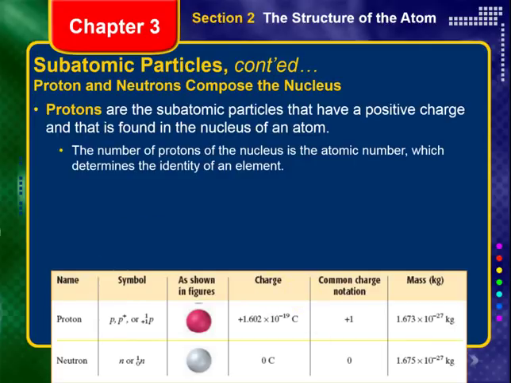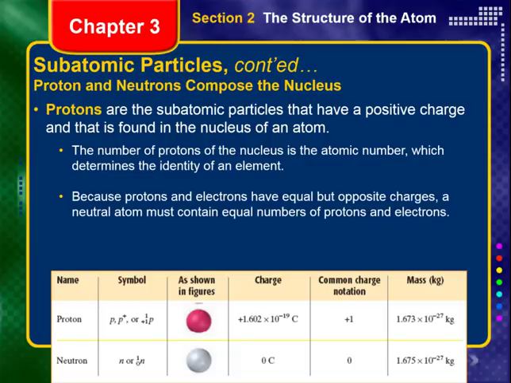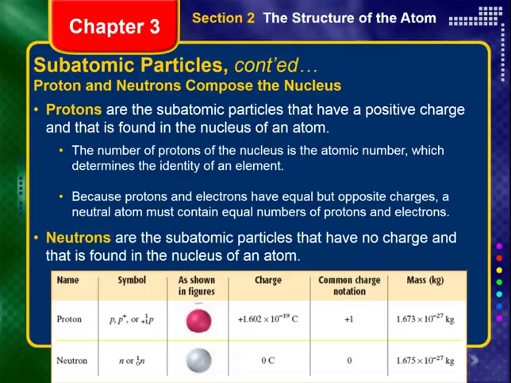Our next subatomic particles are the proton and the neutron. It's protons and neutrons that make up the nucleus that Ernest Rutherford is credited with discovering. Now, protons are the subatomic particles that have a positive charge, and protons are found in the nucleus of the atom. The number of protons of the nucleus is the atomic number.